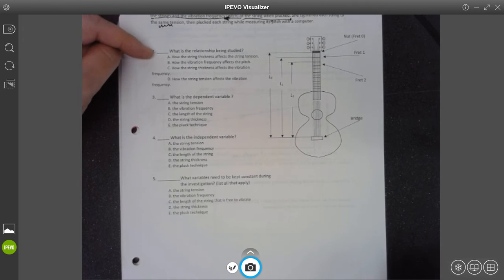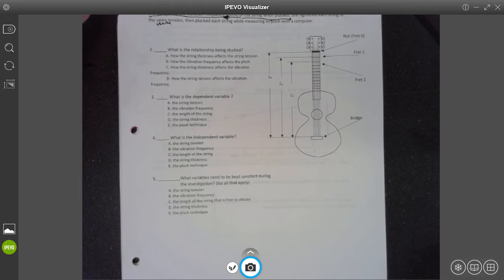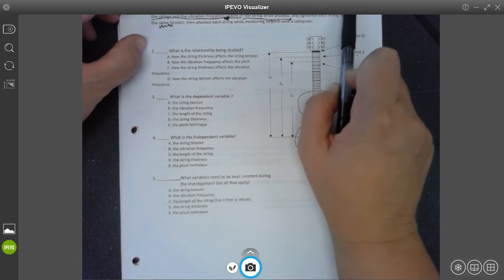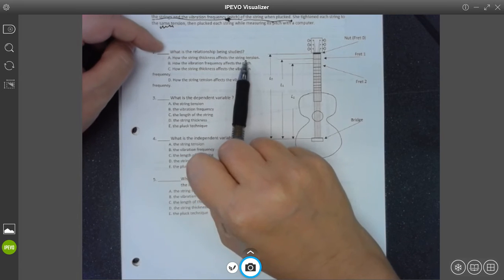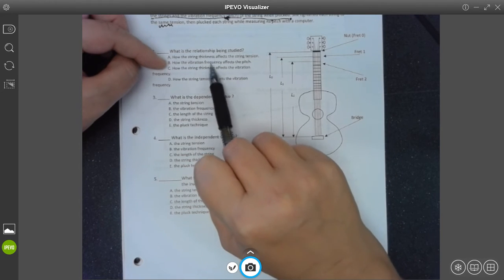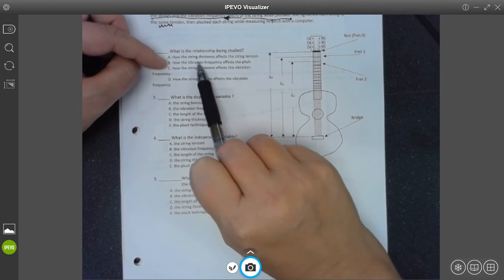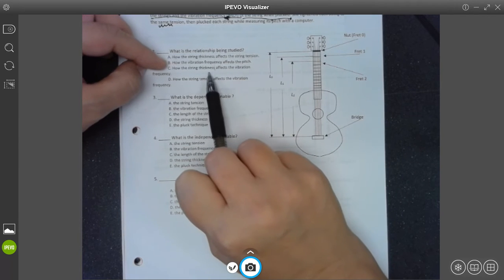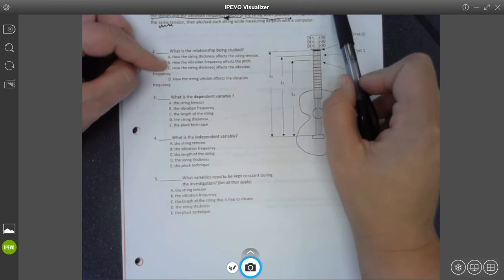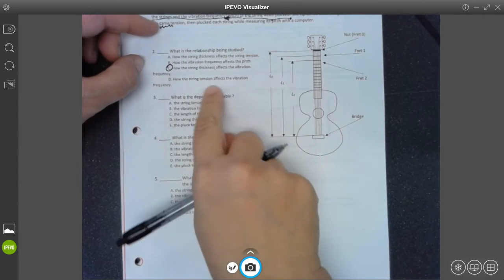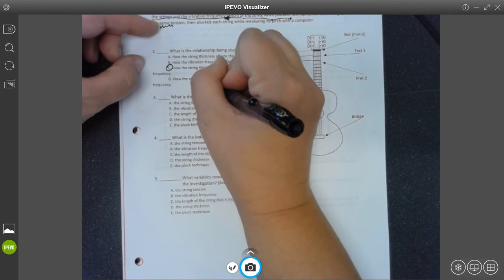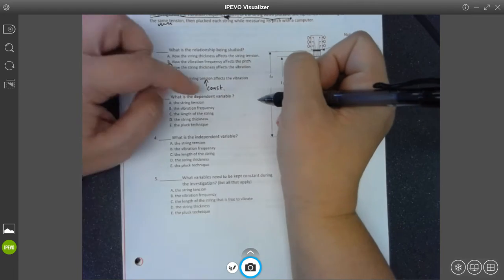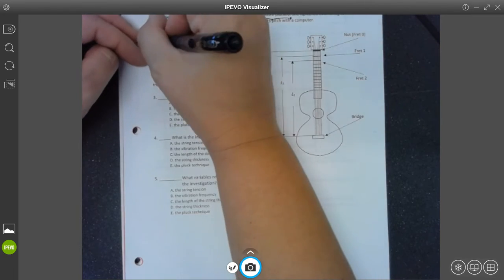So first, what's the relationship being studied? The relationship being studied is the relationship between the two variables, our independent variable and our dependent variable. Here we've got thickness of the string and vibrational frequency or pitch. Vibration frequency gives you your pitch. How is the thickness affecting vibration frequency? Those are our two variables. Or how the string tension affects vibration frequency. This was constant, right? She said she always tightened this to the same thing. So that was being controlled. So our answer here should be C.